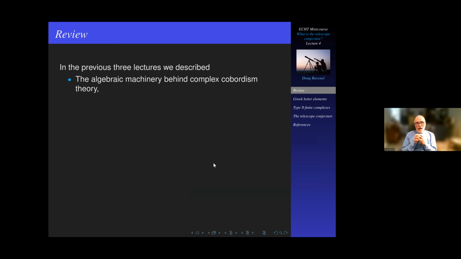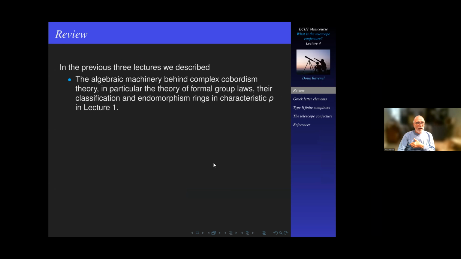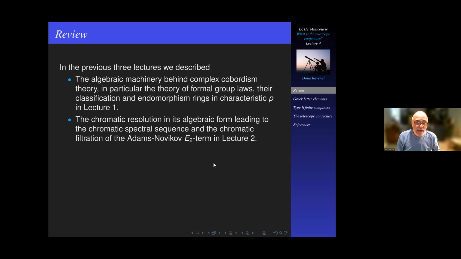I talked about some algebraic machinery behind complex cobordism theory in the first lecture, and this has a lot to do with formal group laws and their classification and endomorphism rings in characteristic p. Then in lecture 2, I talked about the chromatic resolution in its algebraic form, and that led to something called the chromatic spectral sequence and the chromatic filtration of the Adams-Novikov E2 term. And this was the subject of the joint paper by Haynes Miller, Steve Wilson, and myself.